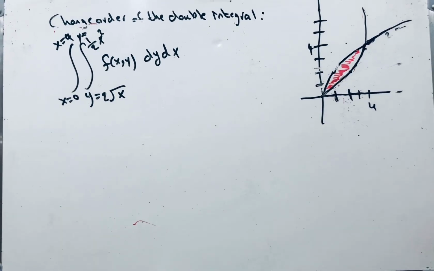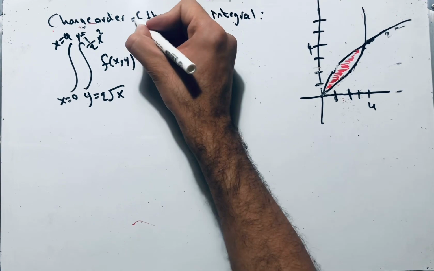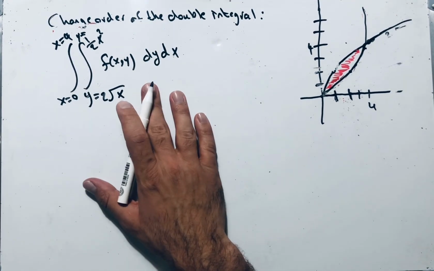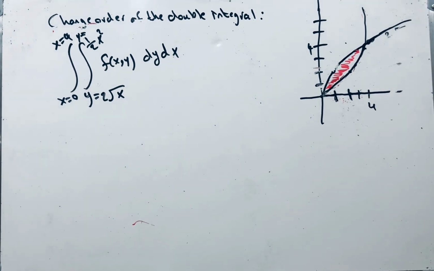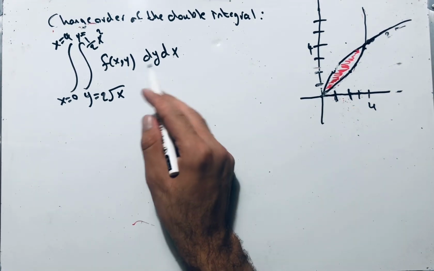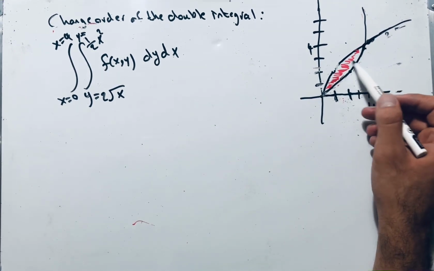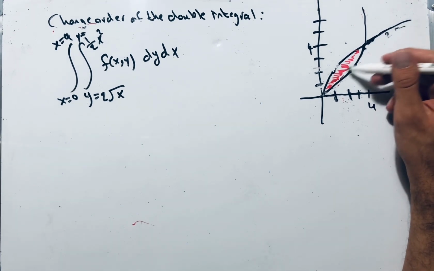Hello everyone, in this video we're going to be talking about a different topic. We're going to be talking about the change of a double integral over an enclosed area. We know that we can use double integrals to find the area of a closed curve, specifically this red marked one.